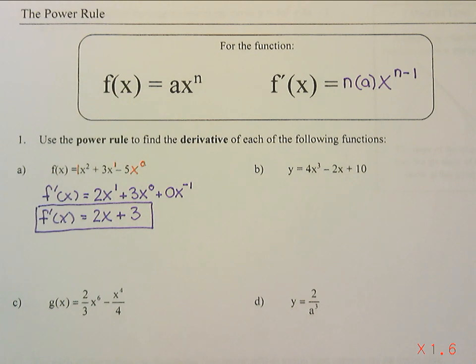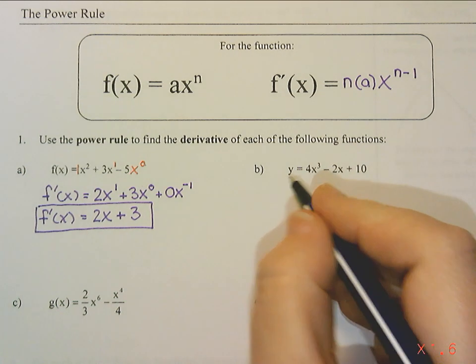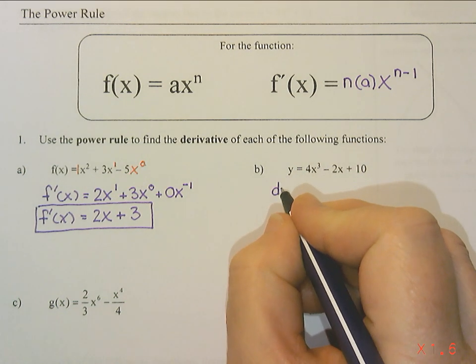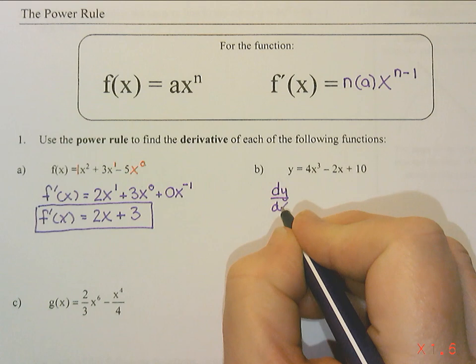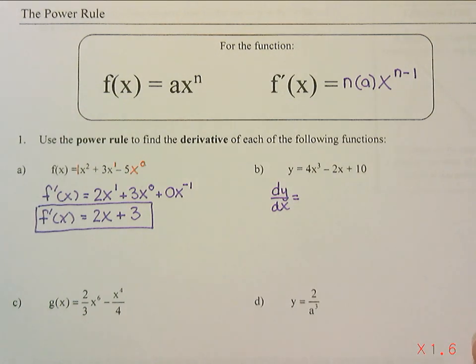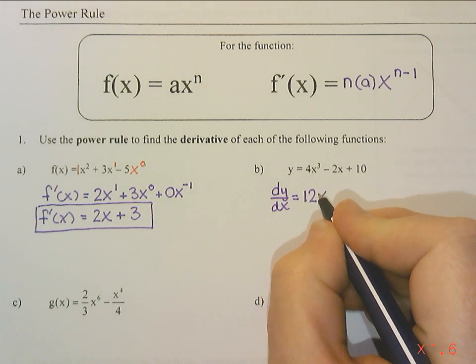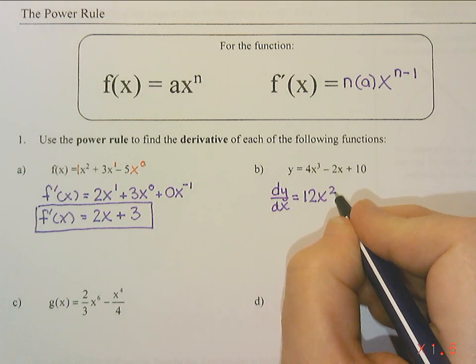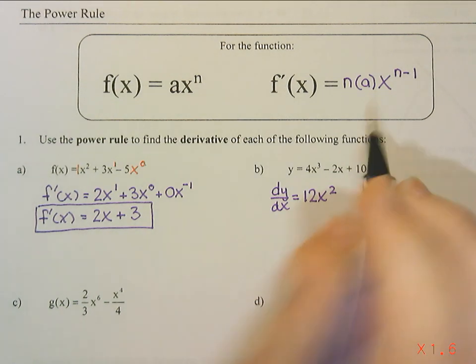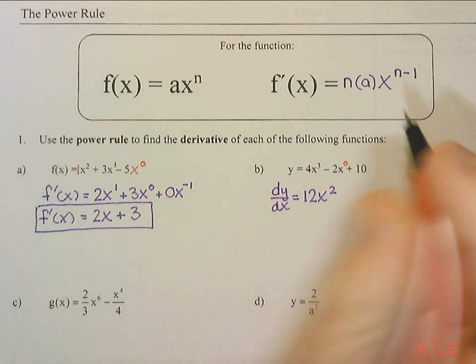But because this is the lesson, I'm going to do all the steps. So for b, we have y equals 4 times x to the power of 3 minus 2 times x plus 10. So to find the derivative, this one is written as y, so I can do dy by dx, which we said is really like a lowercase delta, so that's delta y over delta x, which is slope. Okay, we're going to do 3 times 4, so that's 12, and then x to the power of 3 take away 1 is 2.